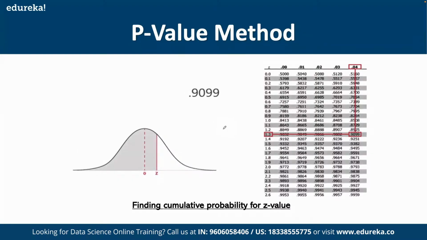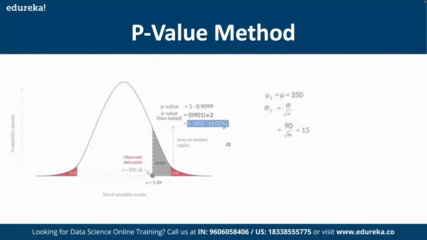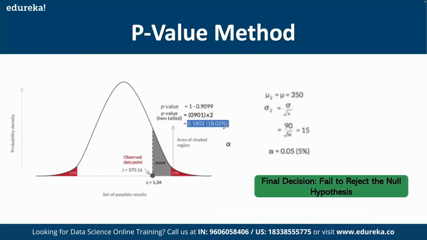With the value of Z, we can get the p-value, and we will check whether the p-value is less than 0.05 or greater than 0.05. Based on this, we will either accept the null hypothesis or reject the null hypothesis. So that's the overall idea of the p-value method.